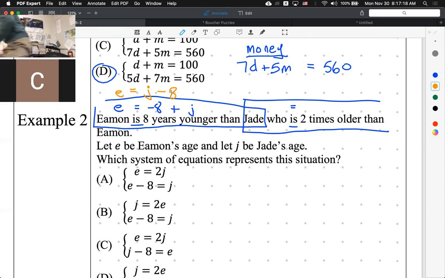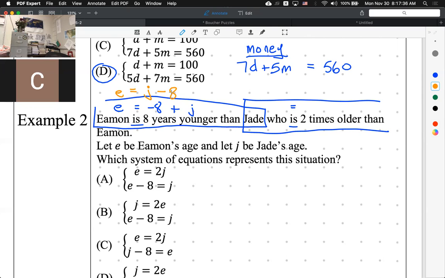And make sure that your equation makes sense, right? So if I look at Eamon's age, this E variable should be 8 less than J. If I take this number J, subtract 8, that is E. E should be younger than J. That makes sense. Eamon is 8 years younger than J. So our first equation is good.